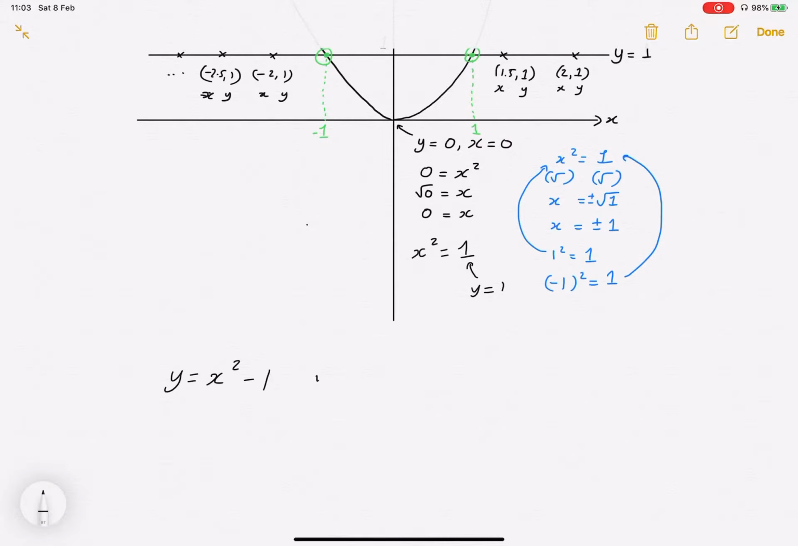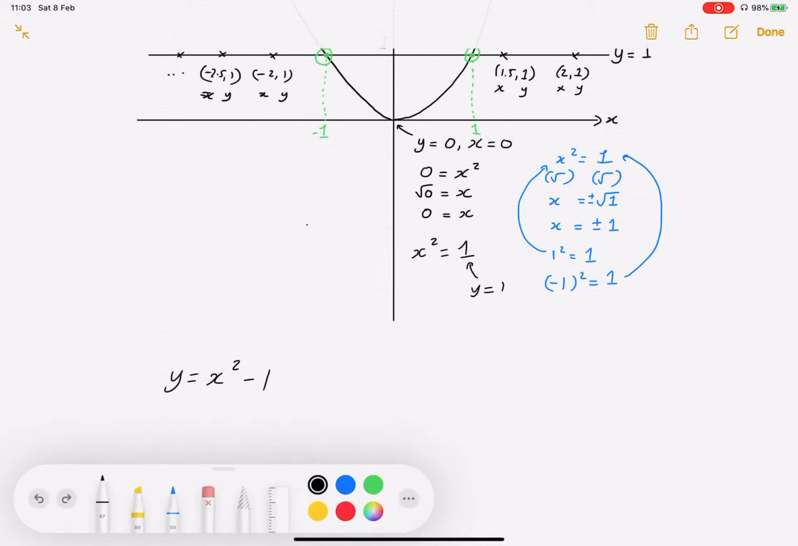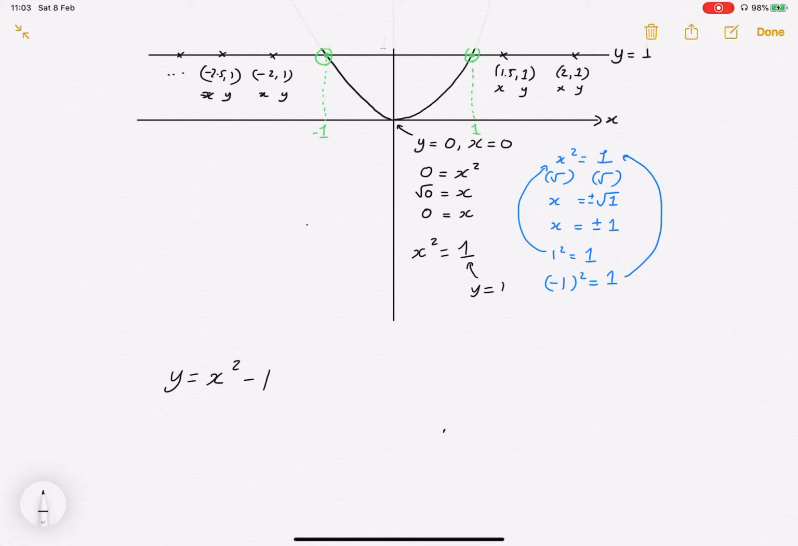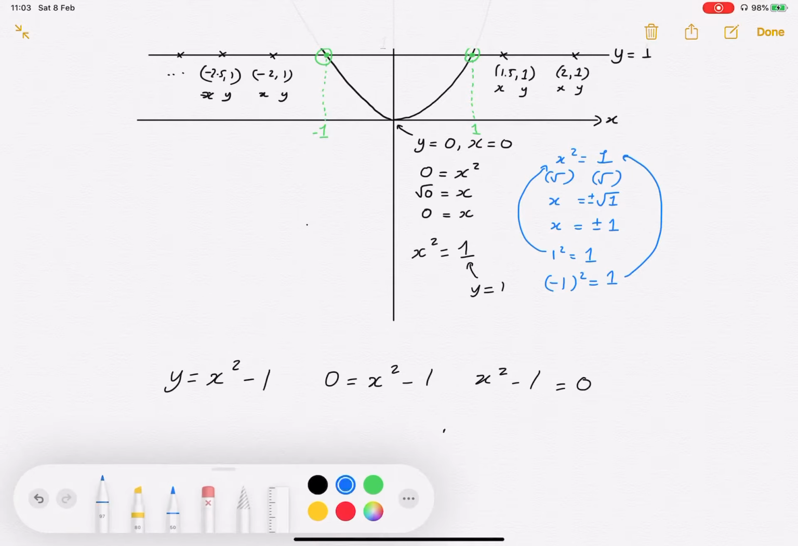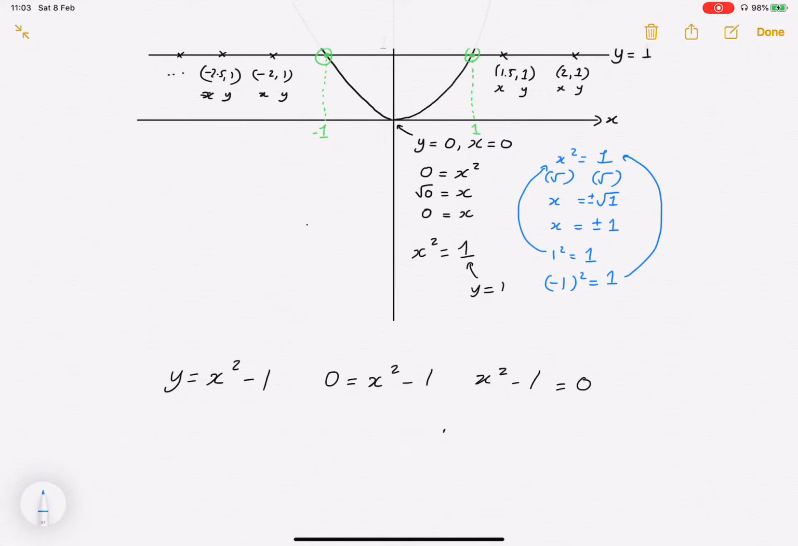Oops, undo there. I just want to solve the equation 0 equals x squared minus 1, or usually in an exam, it will say x squared minus 1 equals 0. Now, again, if we want, we can do this algebraically. We can add 1 to both sides, that's no problem, and then we get x squared equals 1, and we're at the same point again. We get x equals plus or minus 1.